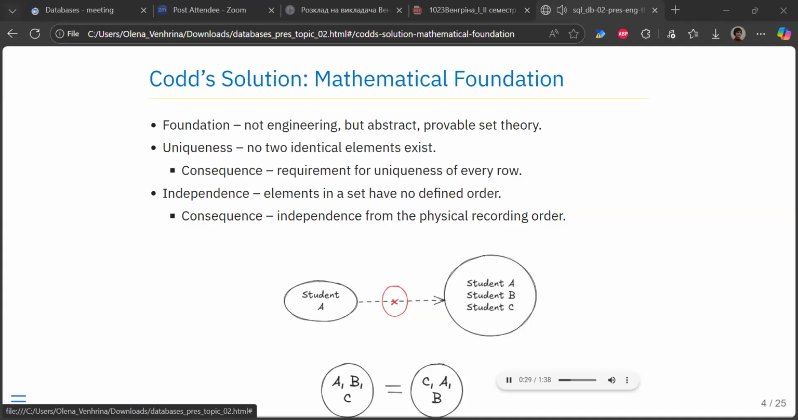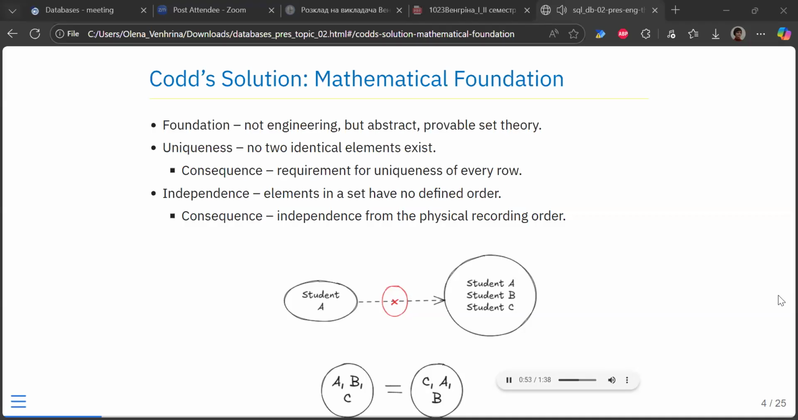First, the principle of uniqueness. As you know from mathematics, there cannot be two identical elements in a set. This is a fundamental requirement. This means that in our students table, there cannot be two absolutely identical rows. The model simply won't allow them to be created. This principle is the theoretical basis for the primary key, which we will use for unique identification.